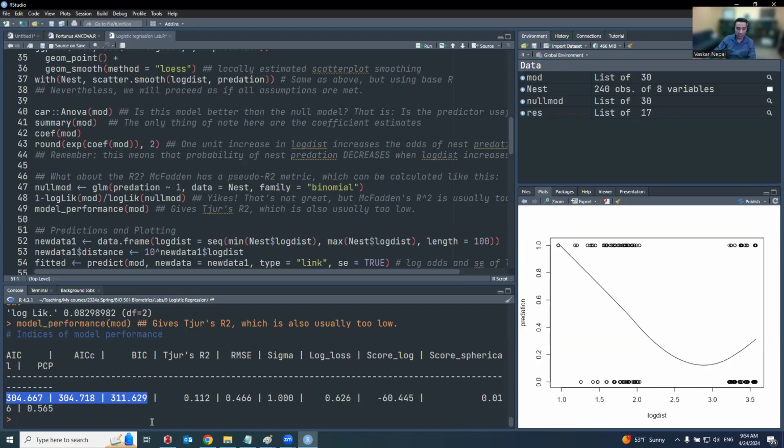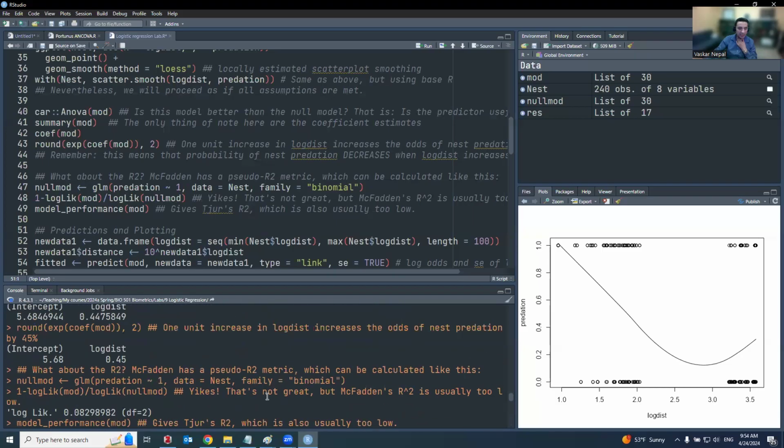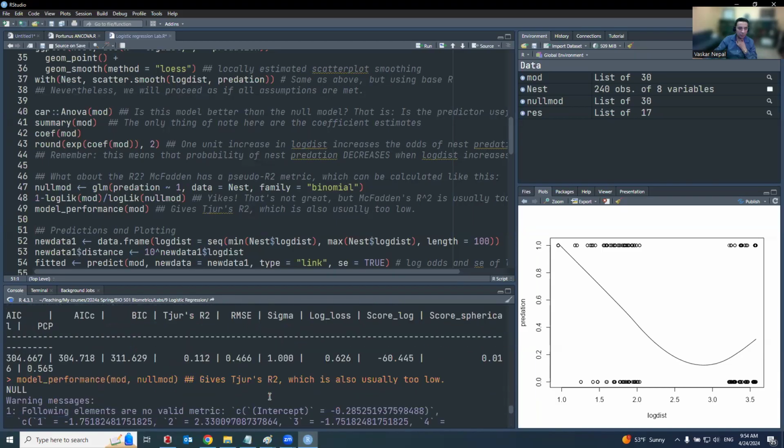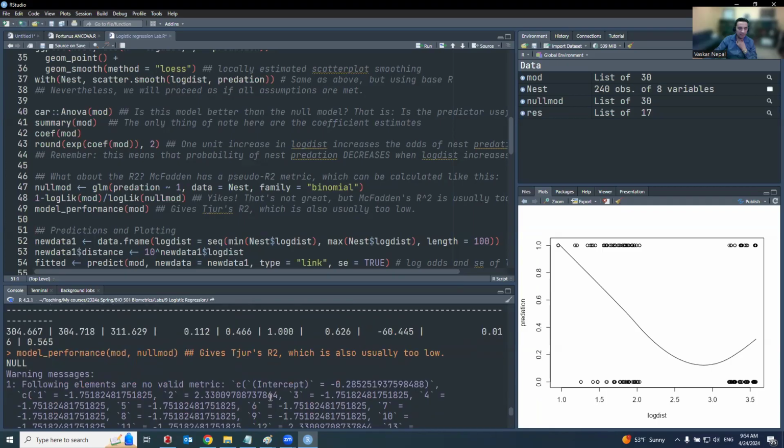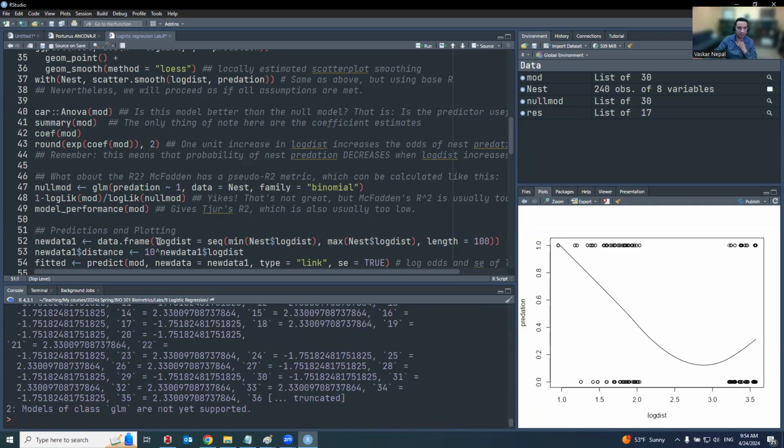But we can do this, right? We can do mod, and we can compare that with null mod. If we do that, actually, apparently it is not supported. Huh. Okay. All right.